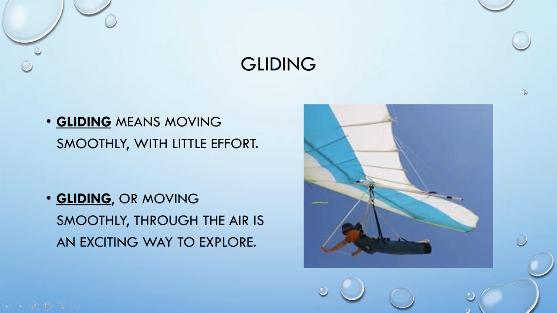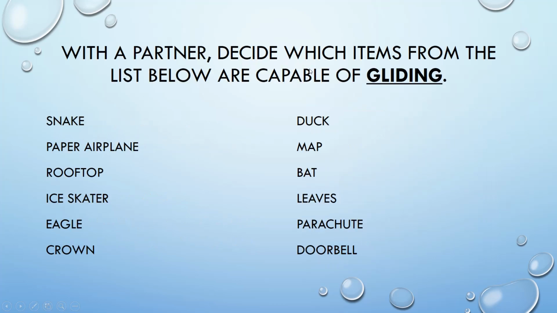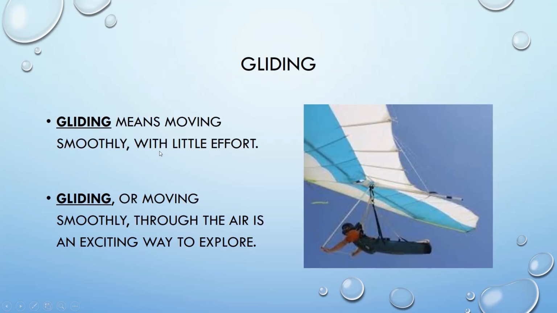All right. The next word is gliding. What word? Good, gliding. Gliding means moving smoothly with little effort. Gliding, or moving smoothly, through the air is an exciting way to explore. So this guy right here, he's doing something called paragliding. He is gliding through the air very smoothly because he has this nice contraption with these wings on it that let him do that.